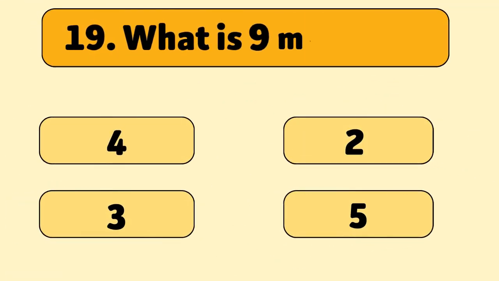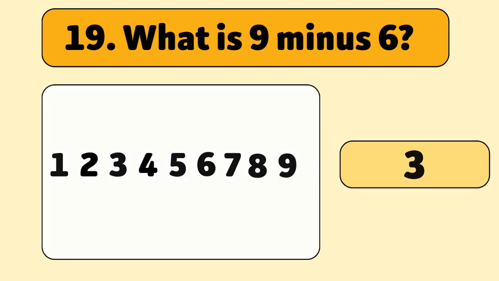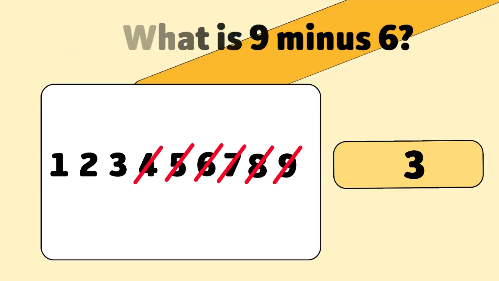What is 9 minus 6? Three. Start with 9 and take away 6. And we're left with 3.